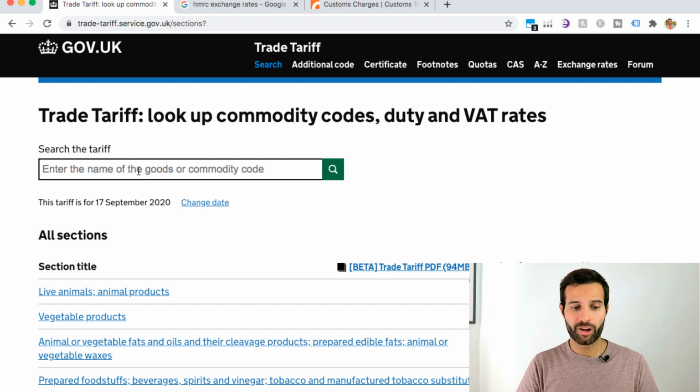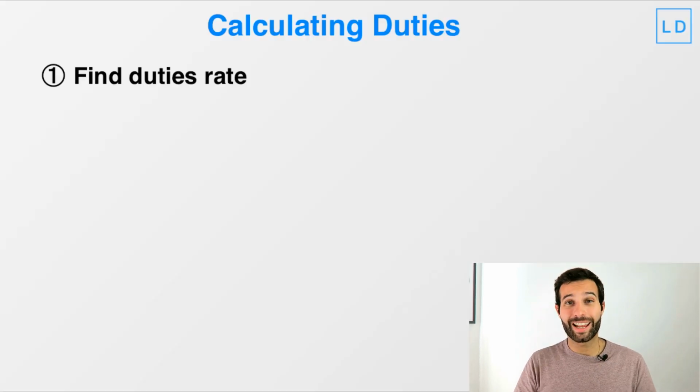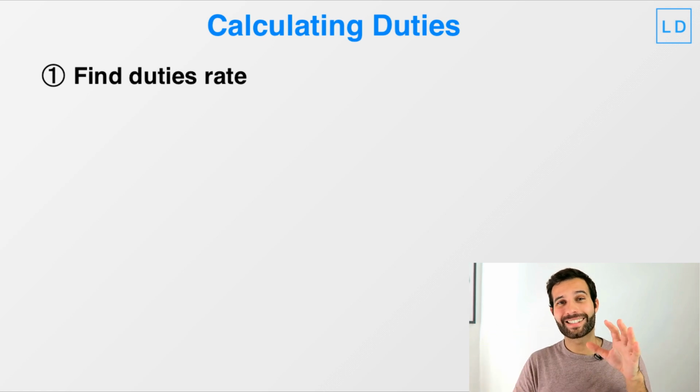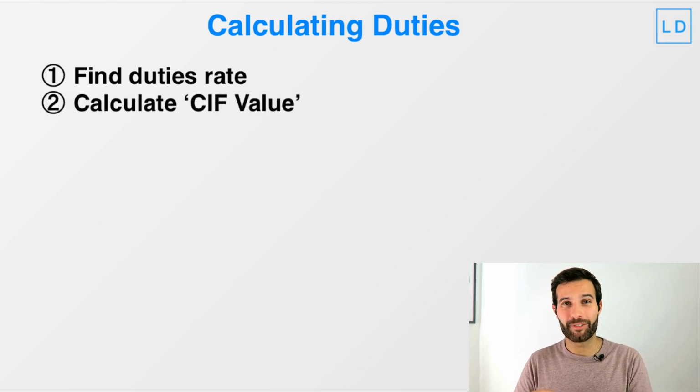They should know the commodity code. You can then search the commodity code here and find the accurate duties rate. Okay, so you've gone and found your duties rate, and let's say for the purpose of this example, it's set at 5%. Step number two is to calculate your CIF value.